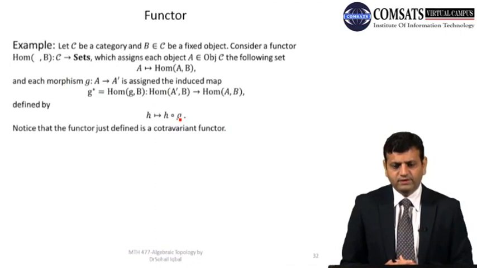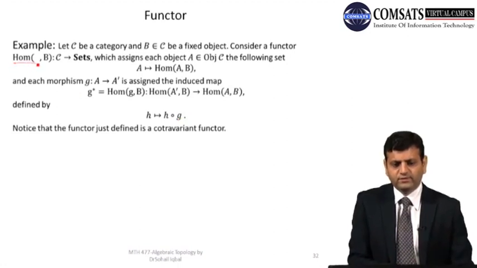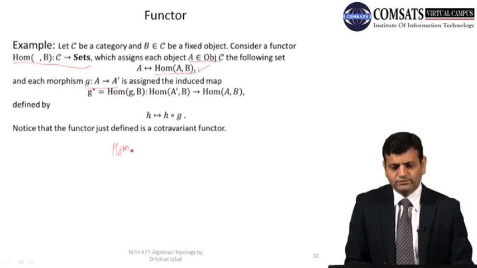Let C be a category and B belonging to C be a fixed object. Consider a functor Hom. How do we define this functor from the category to the category of sets? If any object A is given, then this object A is taken to Hom(A, B). That's how we define images of the objects of the category C. And since it's a functor, I also need to give the image of each morphism. For each morphism g from A to A prime, we define the following image, Hom(g, B), which we can also denote by g upper star. How do we define this g upper star?